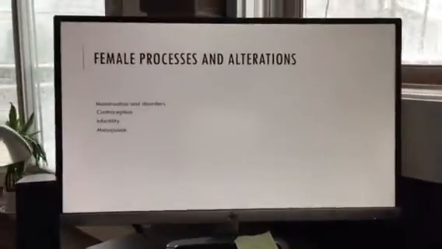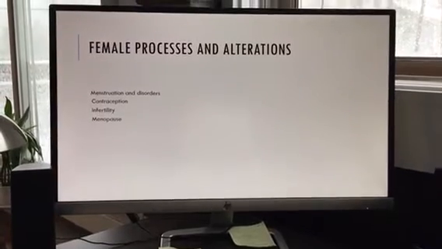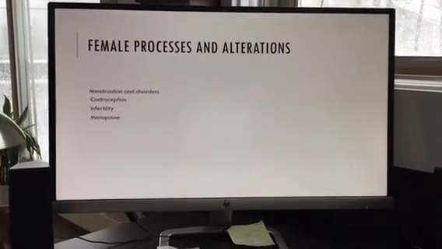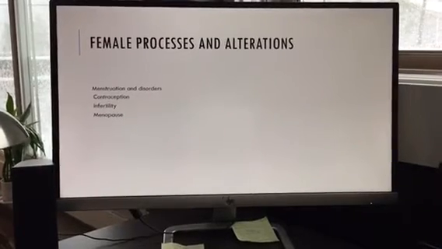So some of the processes and perhaps alterations of these processes that we'll discuss today are these four topics: menstruation, the normal process, and the disorders that can occur.